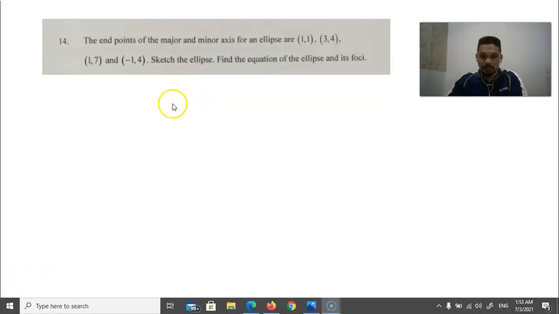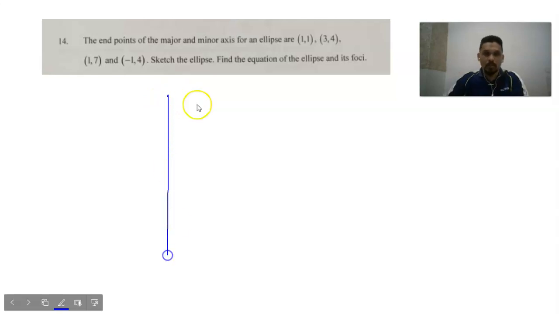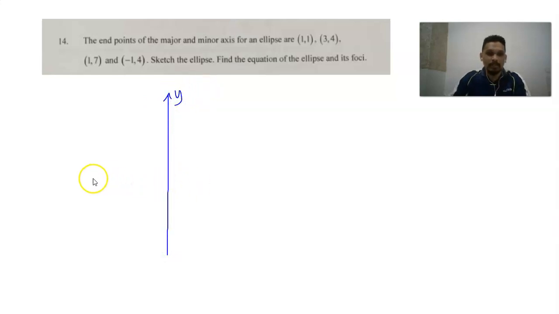Okay, if I sketch Y and X, the endpoints of the major and minor axes of an ellipse are (1, -1) and (1, 1) here, then (3, 4), somewhere around here.